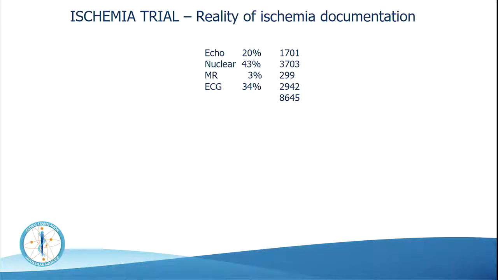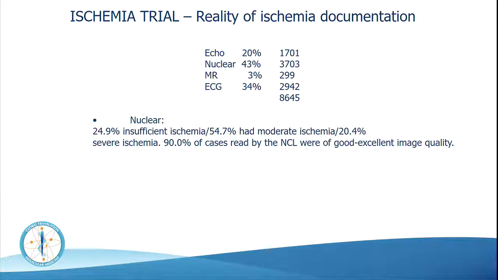This is core lab data. 20% of the patients came from echo, 43% from nuclear, 3% from MR, 34% from the ECG, a total of over 8,000 patients. I of course could not show you the numbers for the final randomized patients. What do we know from the nuclear data? Insufficient ischemia in approximately 25%, moderate ischemia 55%, 20% with severe ischemia. 90% of cases were read in the core lab as being of good or excellent image quality.